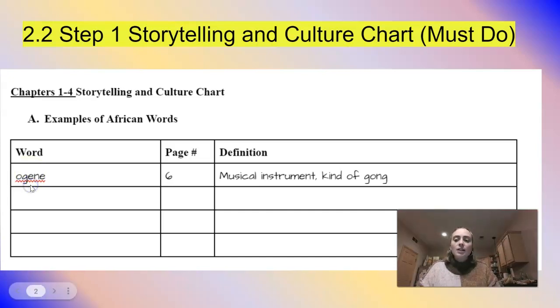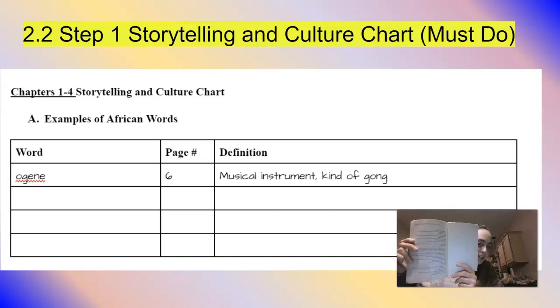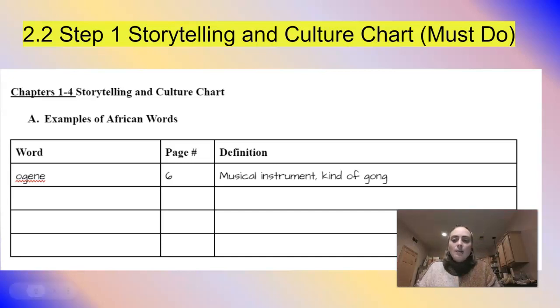I put the first one on here, and ojene is a kind of gong or a musical instrument. And you won't know what these words mean, I assume. And so there's a glossary that actually tells us all of the definitions. So when you come across one of these words, flip to the back of the book, look at the glossary, it'll give you a short little definition. And I want you to keep track of some of these on this chart as you read.